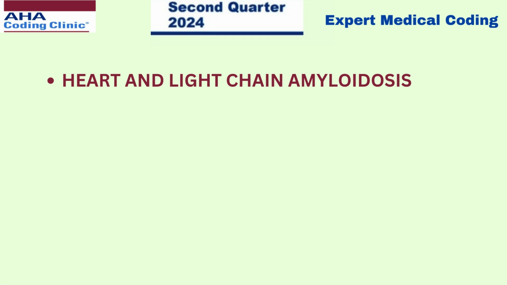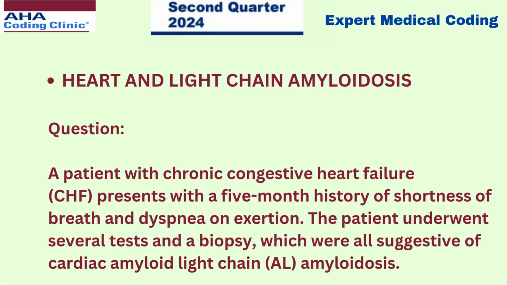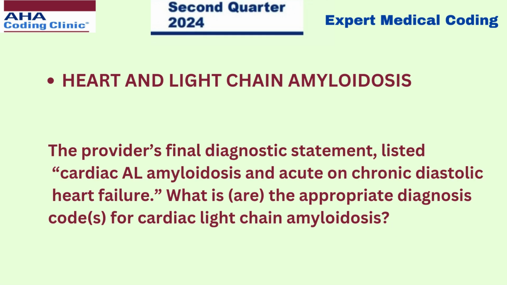Now moving towards the next coding clinic, heart and light chain amyloidosis. The scenario here is a patient with chronic congestive heart failure presents with a 5-month history of shortness of breath and dyspnea on exertion. The patient underwent several tests and a biopsy, which were all suggestive of cardiac amyloid light chain amyloidosis. The provider's final diagnostic statement listed cardiac AL amyloidosis and acute and chronic diastolic heart failure.